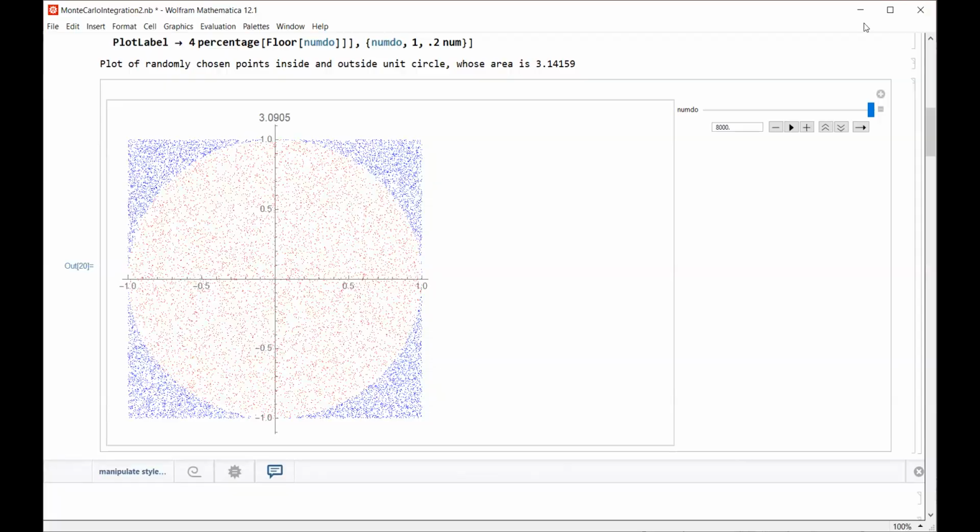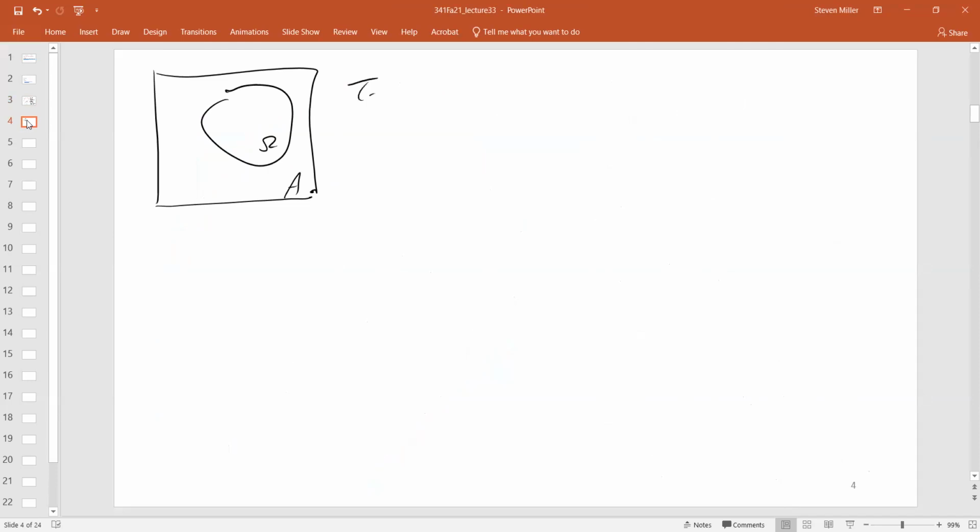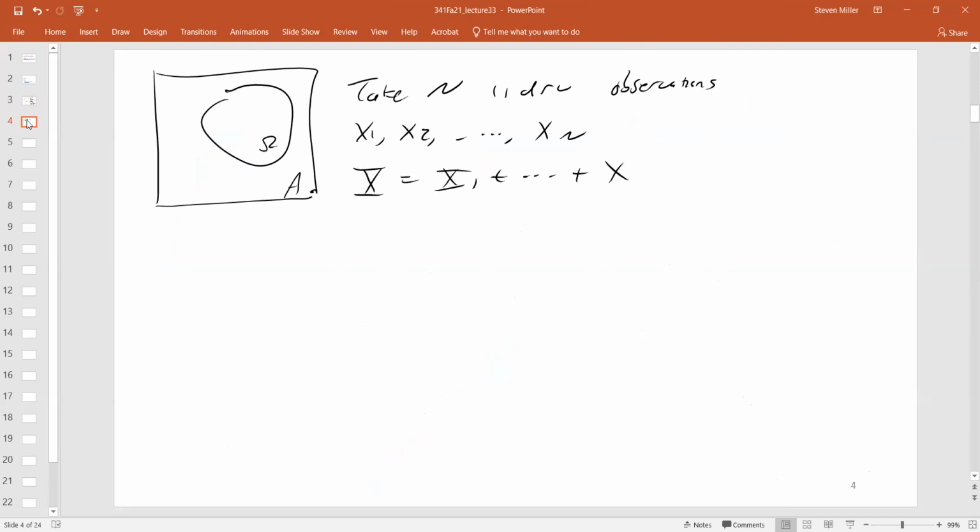We want to get a sense of how accurate we are. So we have a space here. Here's our set omega. Here's A. And we take n points, IID random variable observations, say x1, x2, ... xn. And let's let x be their sum.